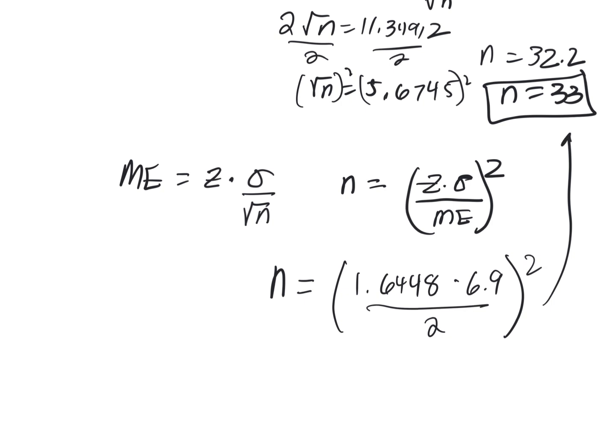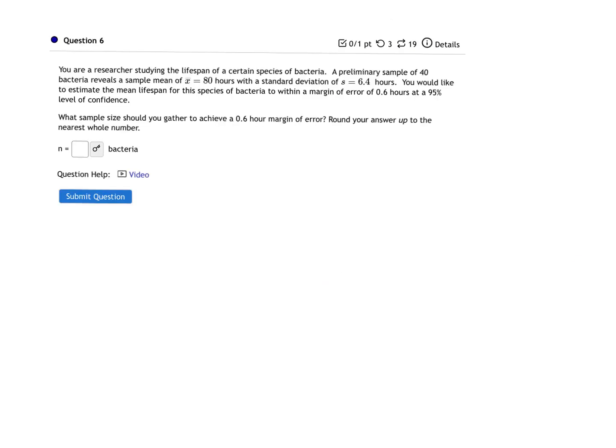All right, let's take the other one that we had a question about. Okay, this is the same idea. It says you are a researcher studying the lifespan of bacteria. A primary sample of 40 bacteria reveals a mean of 80 hours with standard deviation of 6.4. You would like to estimate the mean lifespan of this species within a range of 0.6 hours at 95% confidence. What sample size would you need to get this margin of error?